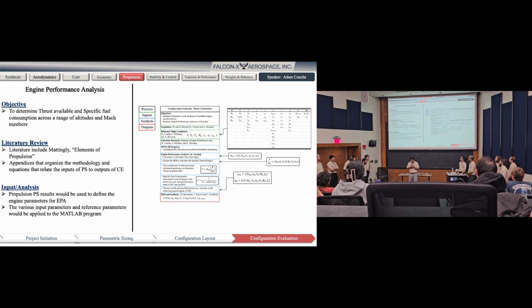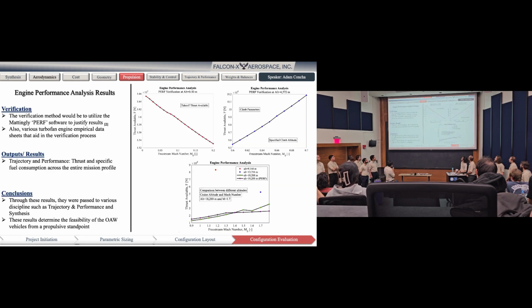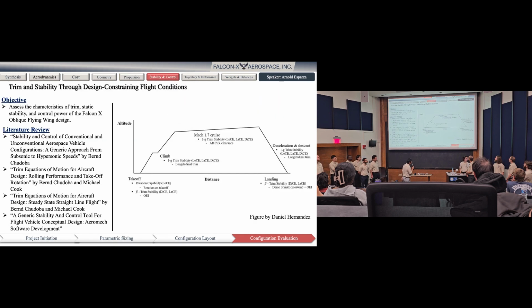For the figure eight evaluation for propulsion, we use the Elements of Propulsion book to do the engine performance analysis, and this is the verification that we would do, and the methodology is laid out here. The verification software, Mattingly's PERF software, would be utilized to verify the thrust output and specific fuel consumption that we get for each altitude and each Mach number, and the conclusion. And here are the results for cruise, takeoff, and landing. Next slide, please.